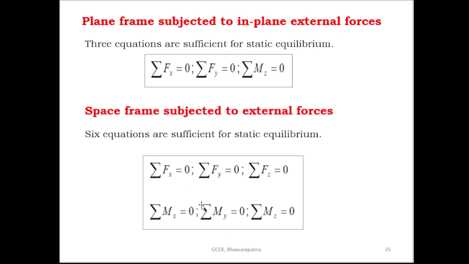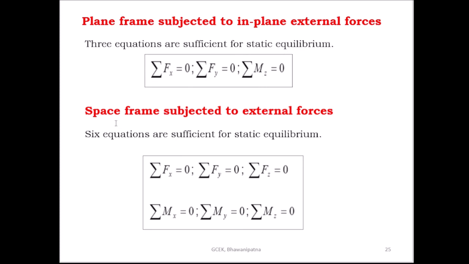In the case of a two-dimensional structure, that is a plane frame subjected to in-plane external forces, only three equations are required for static equilibrium: summation of Fx is equal to 0, summation of Fy is equal to 0, and summation of Mz is equal to 0.